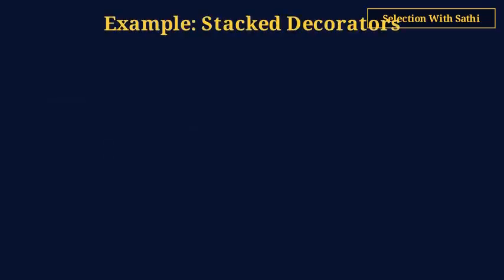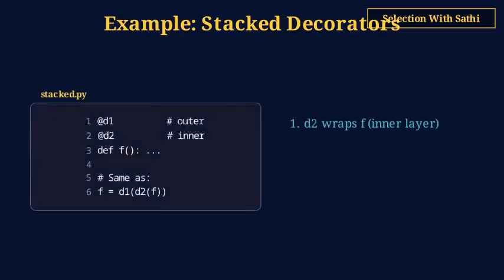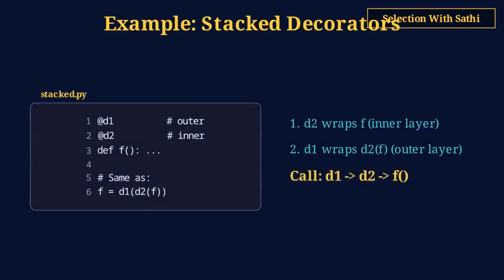When you stack decorators, the order matters. @D1 @D2 def f is equivalent to f = D1(D2(f)). D2 wraps f first, creating the inner layer. Then D1 wraps the result, creating the outer layer. When you call f, the execution goes D1 wrapper, then D2 wrapper, then the original f.